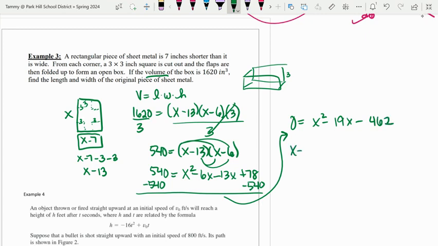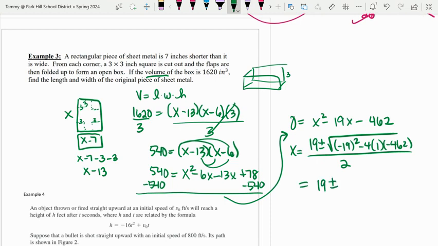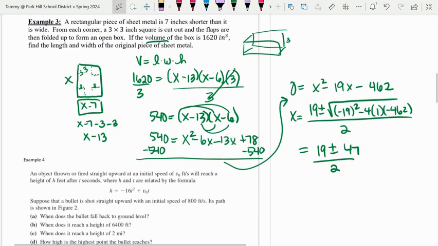So let's use the quadratic formula again. So x equals 19 plus or minus square root of b squared. So negative 19 squared minus 4ac, all over twice a, 2. So 19 plus or minus, let's just get a final answer with that. So square root of parentheses negative 19 quantity squared minus 4 parentheses 1 parentheses negative 462 close parentheses. And I get 47 over 2. So work that out, get your 2 answers.